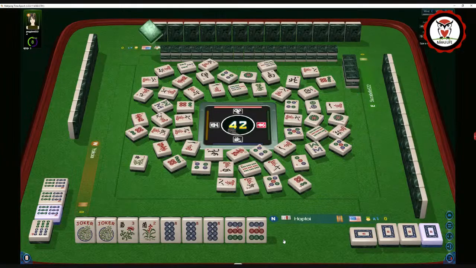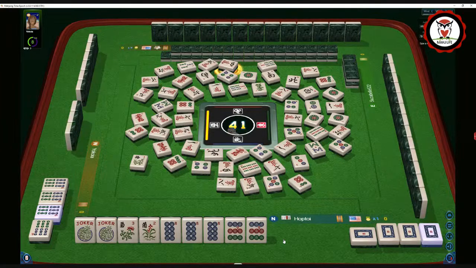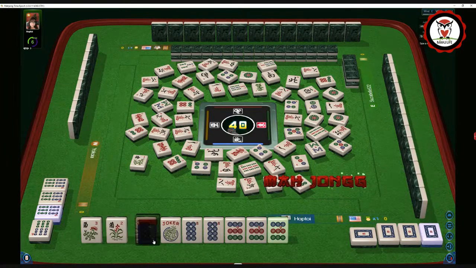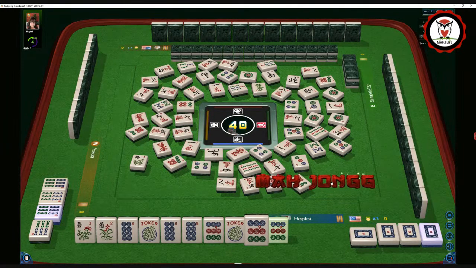Six characters. We're looking for a keeper. 1 dot. Keeper for Mah Jongg. Anybody could win though. We're going into the end game now. People have had a chance to build their own hands. There we go. So I'll just move these jokers in here. We got Mah Jongg. Mah Jongg. Woohoo!